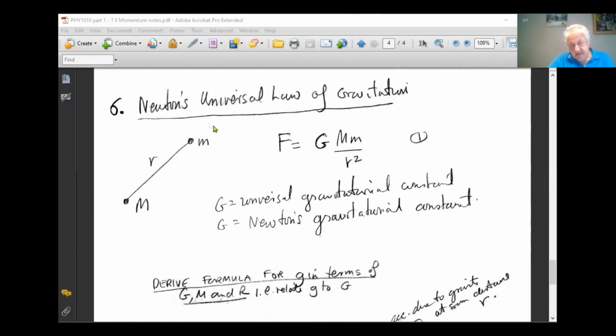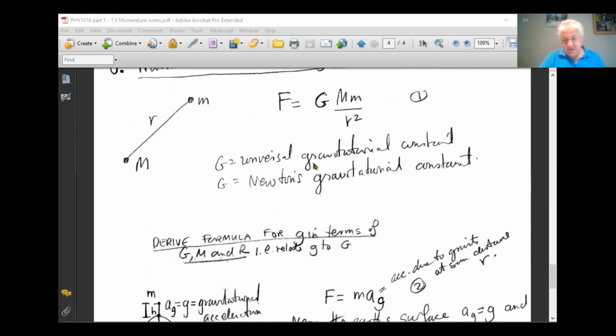Number 6, Newton's universal law of gravitation. This is force is equal to the gravitational constant, the universal gravitational constant, or Newton's gravitational constant, times the product of the two masses divided by r squared. So even if you have two masses on Earth, two small masses, there is an attractive force between them. There's an attractive force between all masses. But the gravitational force is very tiny for small objects. But for an object the size of the Earth, the gravitational force is quite large. And in fact, that's why we stick to the ground. So we need to be grateful for gravity.